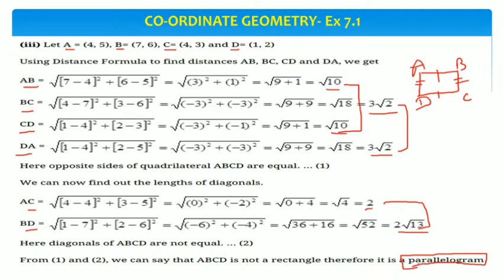So a simple question arises, if diagonals were also equal, in that case this figure would be a rectangle. In a rectangle, opposite sides are equal and diagonals are also equal. But since diagonals are not equal here, it is a simple parallelogram.